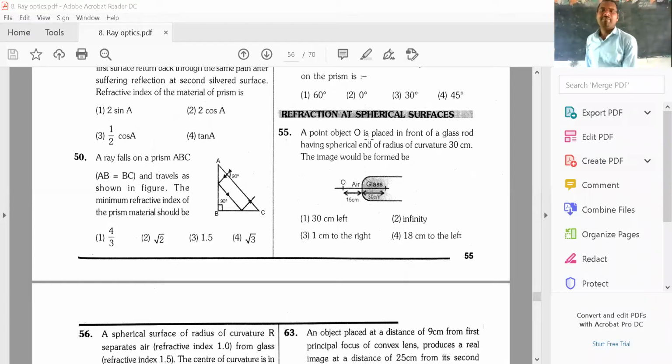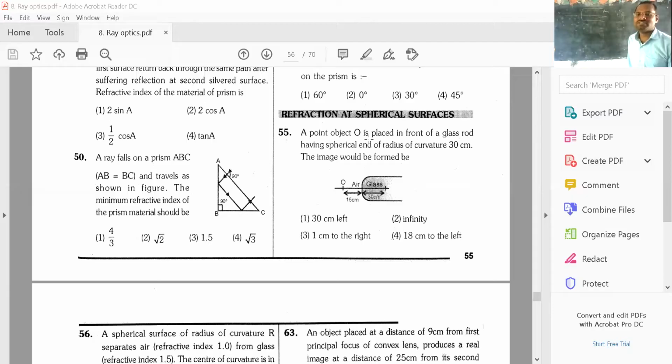The question is: a point object O is placed in front of a glass rod having a spherical end of radius of curvature 30 centimeter. The image would form at B. I am drawing the diagram; if I draw the diagram, it will be easy for us to calculate. There is a glass rod like this. This is made up of glass. Now what they are saying is it has a radius of curvature.